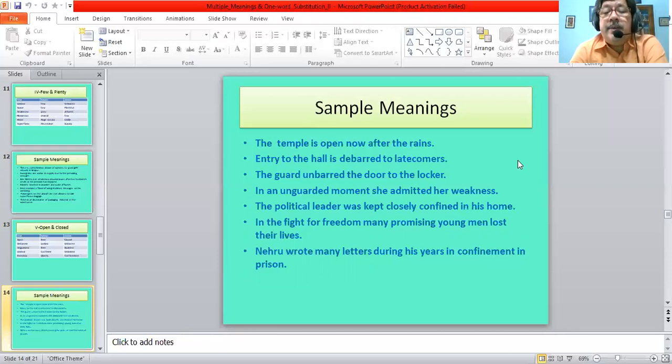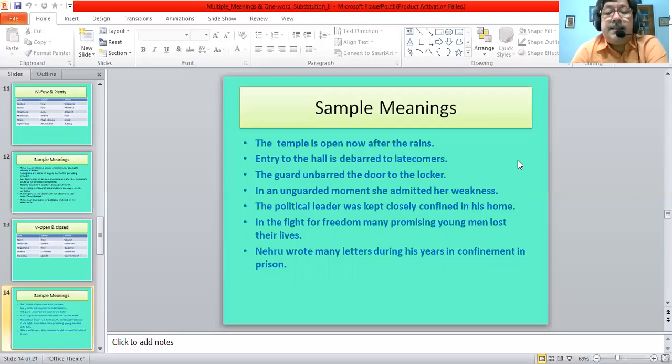In an unguarded moment, she admitted her weakness. She was off her guard for a certain moment and she admitted a weakness around this time. The political leader was kept closely confined in his home. So he was kept in house confinement, or he was not allowed to go out of his house. In the fight for freedom, many promising young men lost their lives. So they lost their lives in the fight for freedom because they were fighting to gain independence.